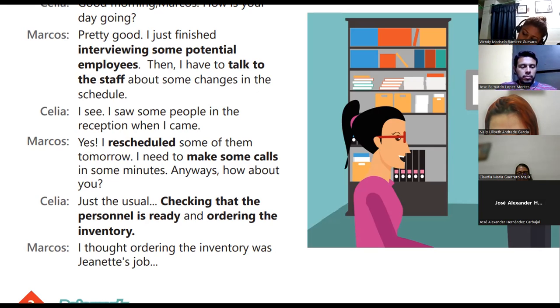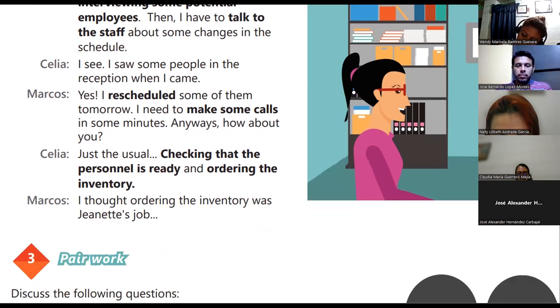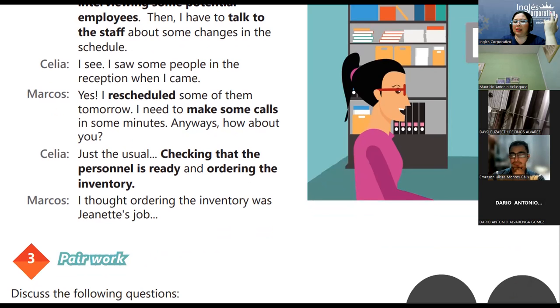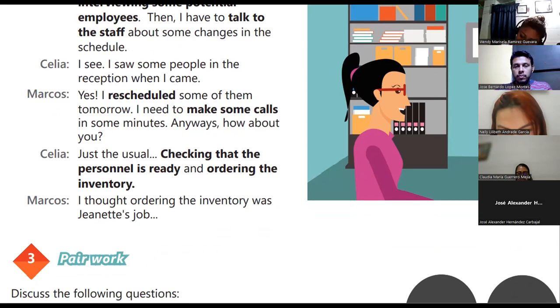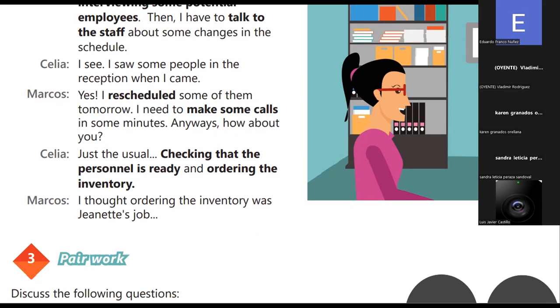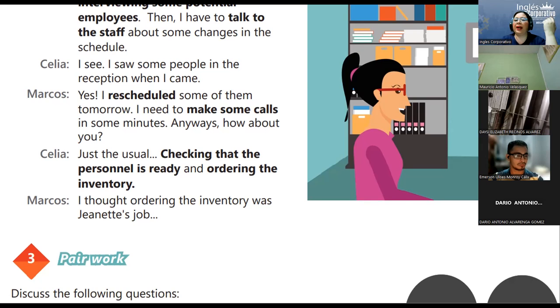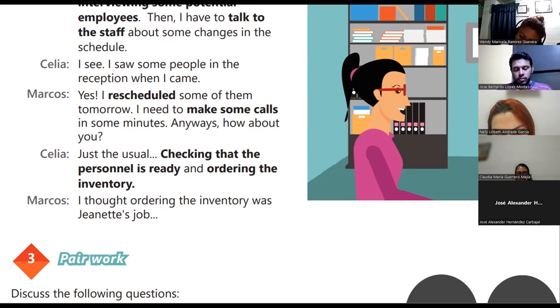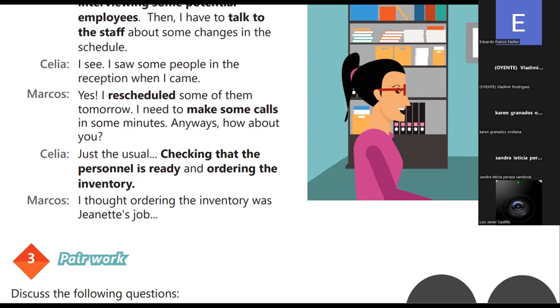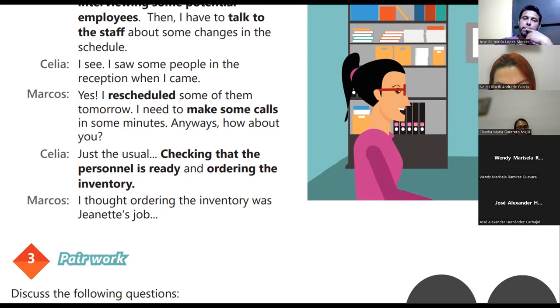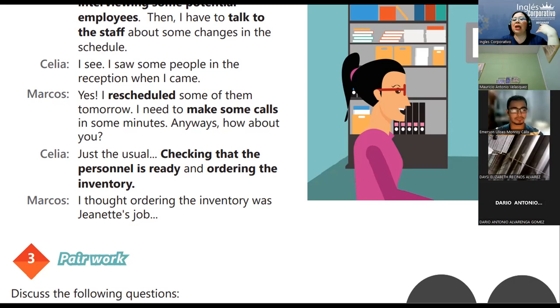All right, good. Do you check and order the inventory? Is there anyone here who has that activity? Ordering the inventory? Do you check the inventory? Is there anyone here who does that? Yes, teacher, you do. All right. Great. Then ordering the inventory is one of your activities, right? If you see, we are trying to make this like this.